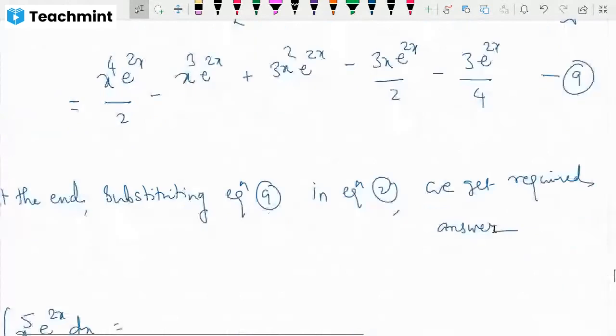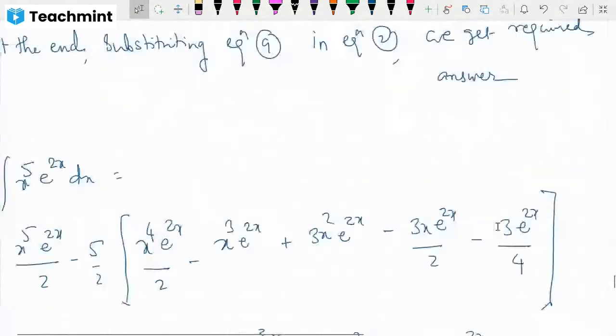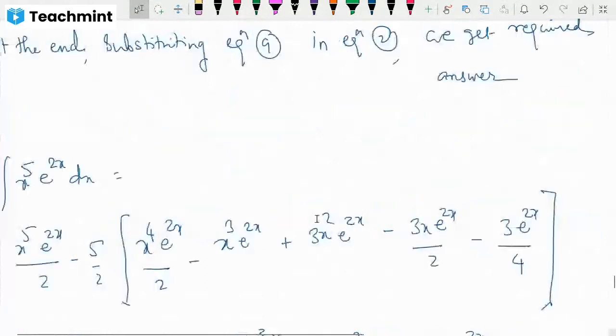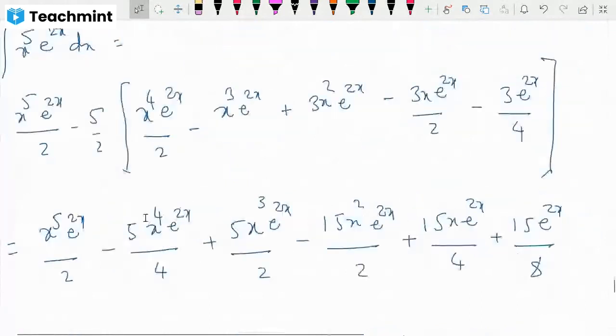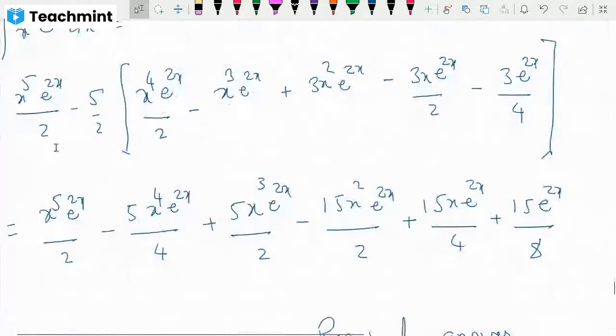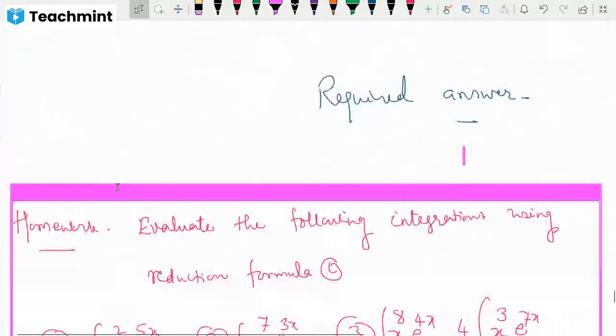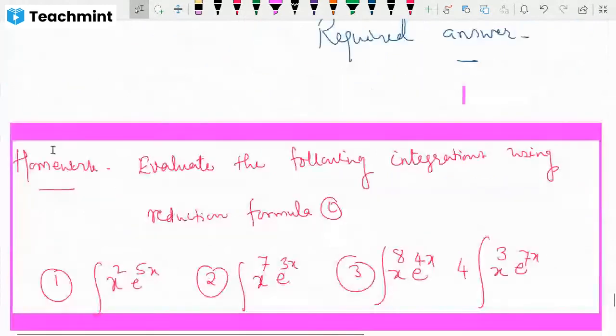And finally, we substitute the value of integration x raised to 4 e raised to 2x dx, that is equation number 9, in equation number 2, and we get the required integration, that is integration of x raised to 5 e raised to 2x dx, and that will be our final answer. So that was the second problem which we have seen in the last lecture.